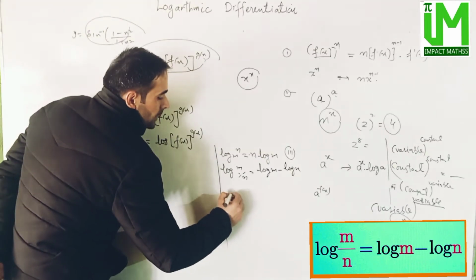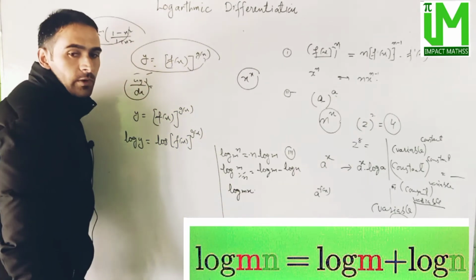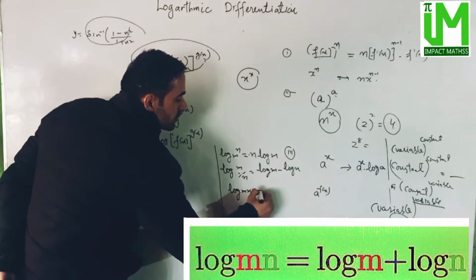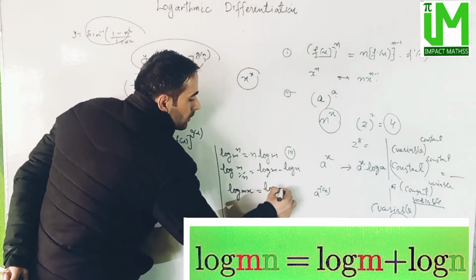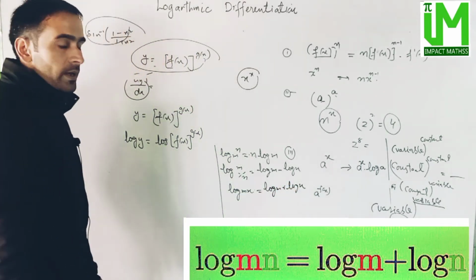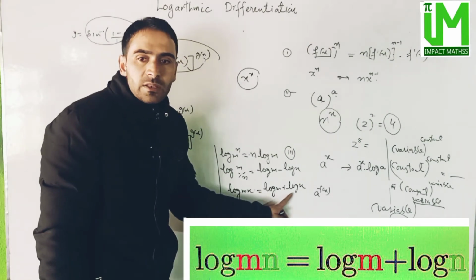Again, if we have log of m into n, what is this equal to? Log of m plus log of n. Log of m n is equal to log of m plus log of n.